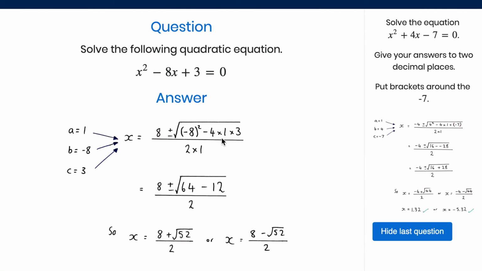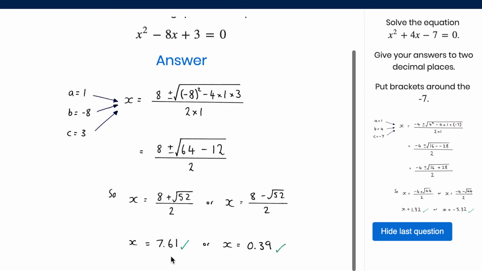And since 4 times 1 times 3 is 12, and 2 times 1 is 2, we have 8 plus or minus the square root of 64 minus 12 over 2. Meaning that our 2 solutions are 8 plus root 52 over 2 and 8 minus root 52 over 2, where 52 comes from 64 minus 12. Enter those into your calculator. You should get 2 solutions, the first one being 7.61 and the second one being 0.39, correct to 2 decimal places.